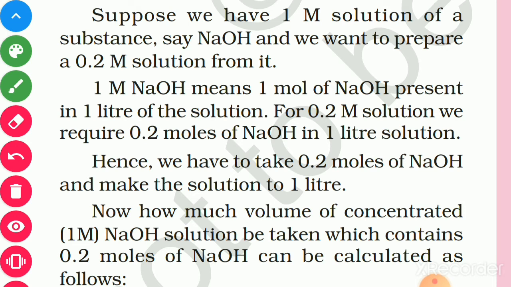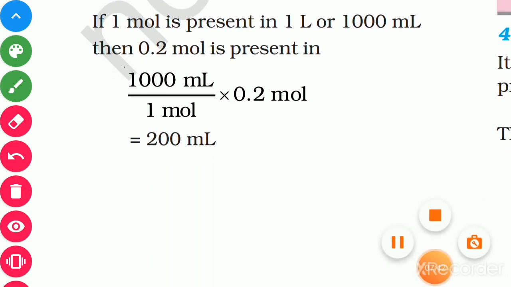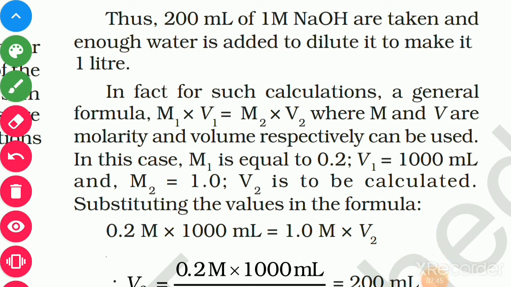Now, how much volume of concentrated 1 molar NaOH solution be taken which contains 0.2 moles of NaOH can be calculated as follows. 1 mole is present in 1 liter of solution. Therefore, 0.2 mole is present in 1000 into 0.2 by 1 equal to 200 ml of solution. So, take 200 ml of the 1 molar NaOH solution in a beaker and add sufficient water to make it 1 liter. It is your 0.2 molar solution.